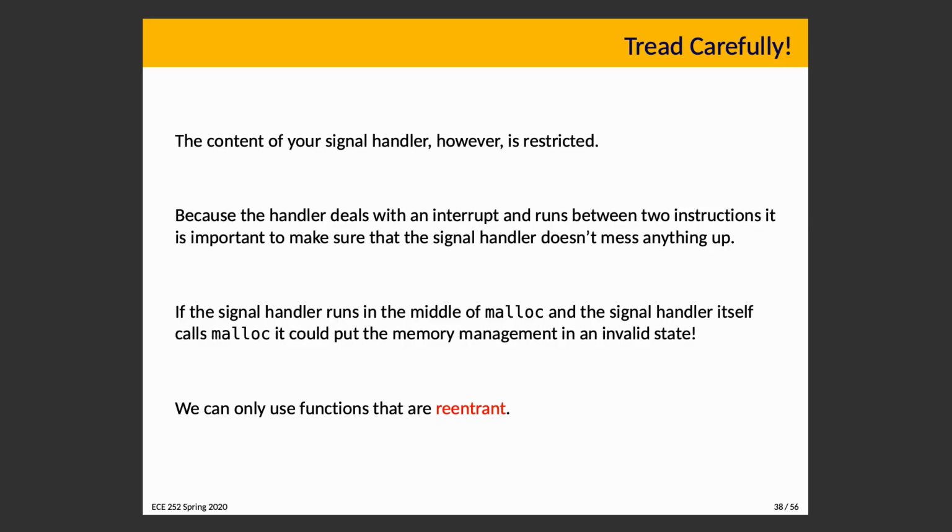Yes, in fact, the content of the signal handler is restricted. The handler deals with an interrupt, and it can run between any two arbitrary instructions, and it's therefore very important to make sure that the signal handler does not mess anything up. For example, if the signal handler runs in the middle of a memory allocation and the signal handler itself does a memory allocation, that could actually put memory management into an invalid state, and that's not okay. We can only use functions that are reentrant. There is a formal definition of reentrant that is somewhat complicated, but the simple language definition of this is it's a function that can be interrupted during execution, have another complete call to that same function execute, and then the original call of it can resume, and everything turns out okay.